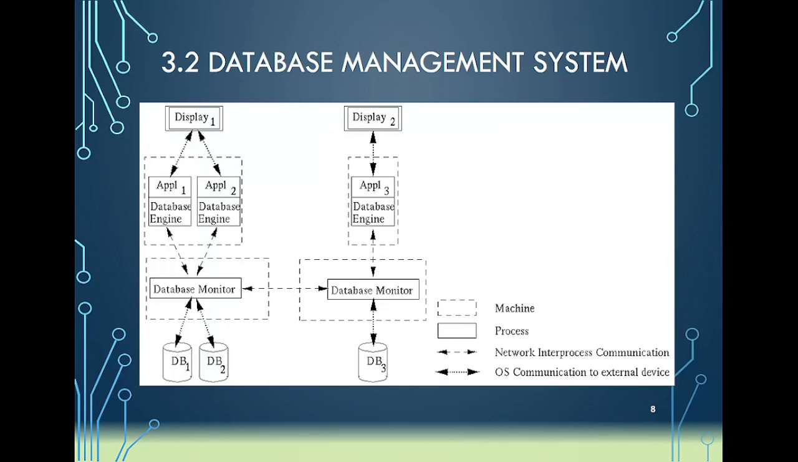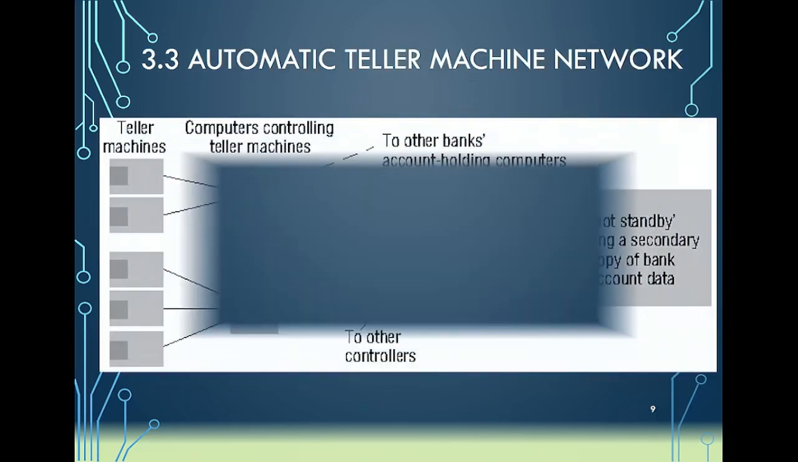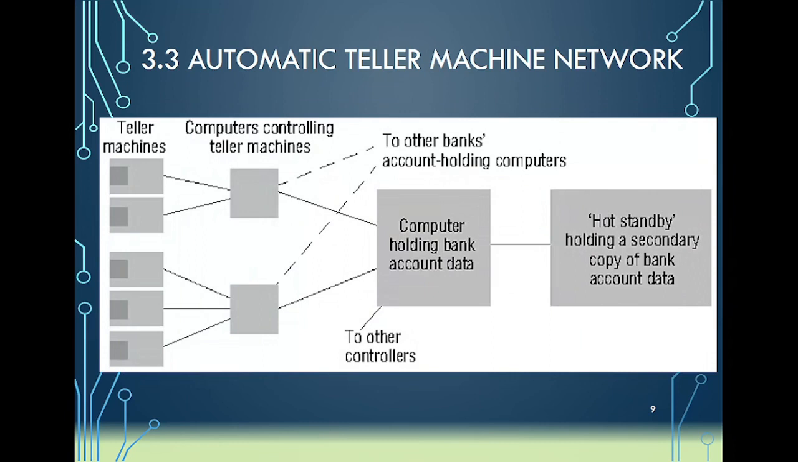It manages the hardware that the database sits on, the software that interacts with this particular database, and even the users. So the communication within, or what we call the interprocessor communication, is very, very important. And of course, we have the automated teller machine. So how does this kind of network, or ATM network, work?